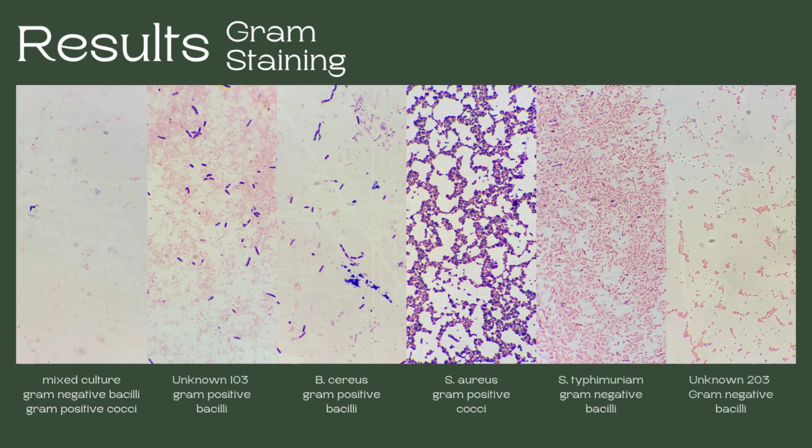These were the results for a gram staining. The mixed culture had a mix of gram-negative and gram-positive bacteria. Our unknown 103 was gram-positive bacilli, B. cereus was gram-positive, S. aureus was gram-positive, S. diffamerium and unknown 203 were both gram-negative bacilli.